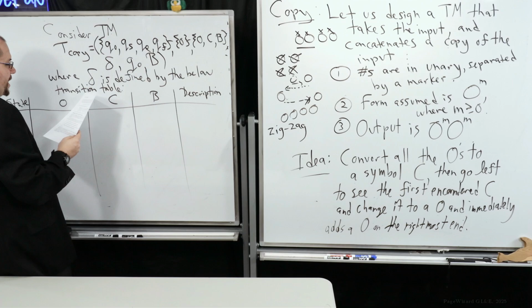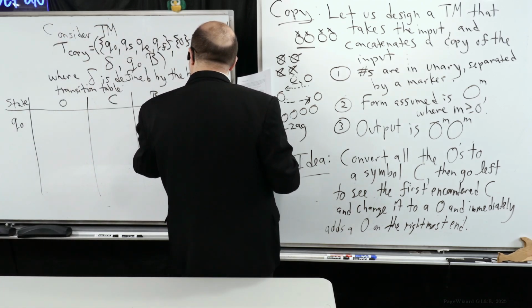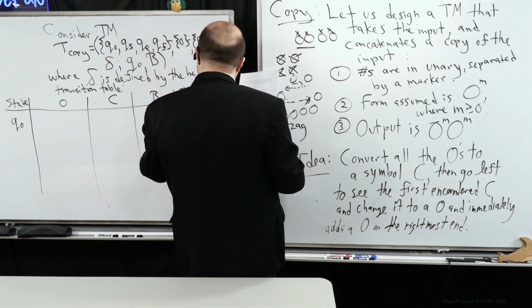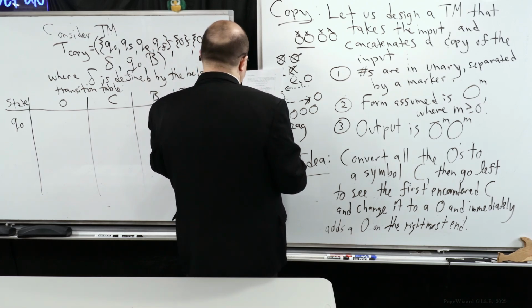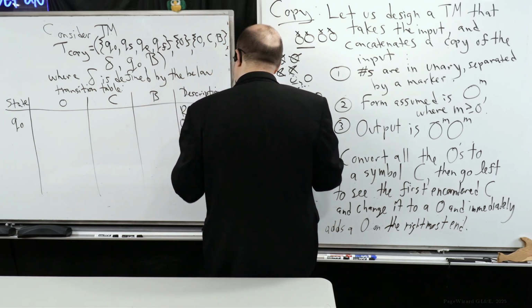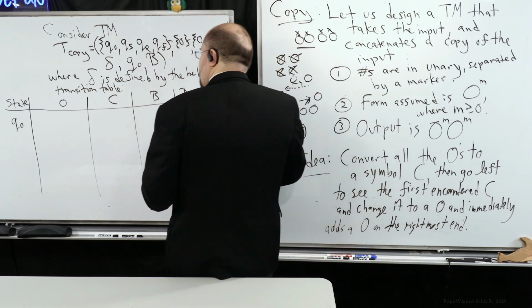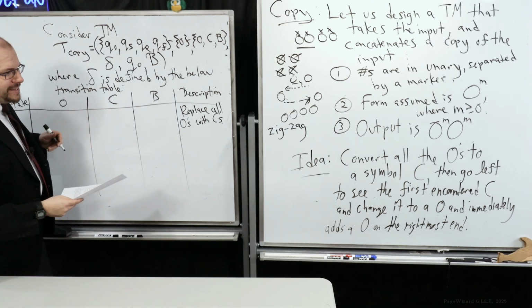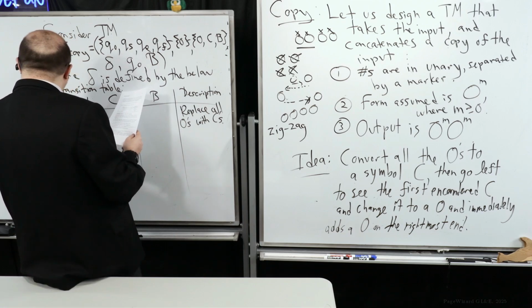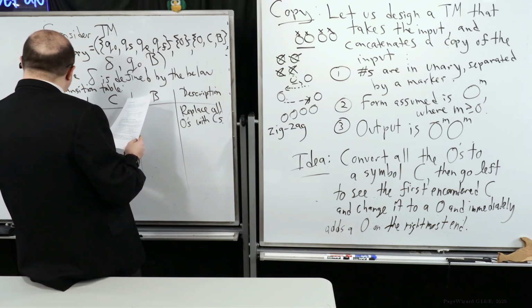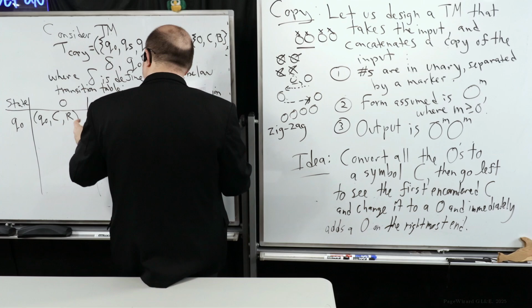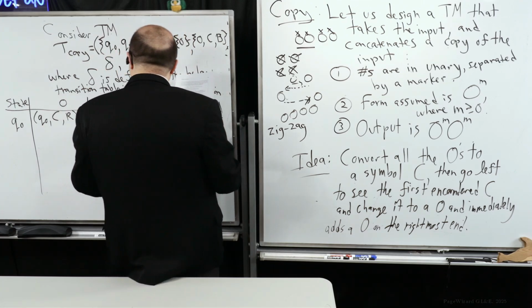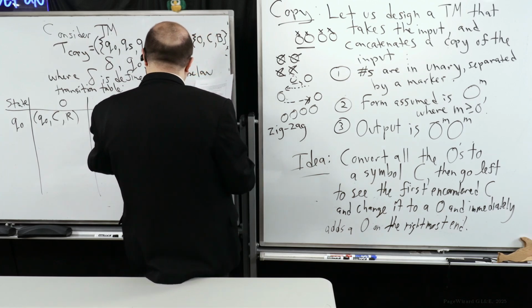So let's walk through what we had in our heads. We're going to replace all zeros with C's. That's what we want Q0 to do. So if we see a 0, we better turn it into a C. We stay in the same state, replace zeros with C's, and go right. We don't have any C's at this stage that we're going to encounter.